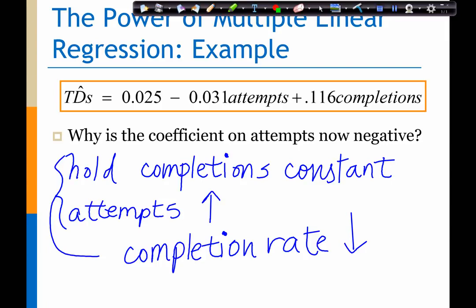The coefficient on completions is positive. So the more completions I have, no matter how many attempts, holding those constant, the more touchdowns I have. The more attempts I have, holding completions constant, the fewer touchdowns I have, because it really means my completion rate is falling.